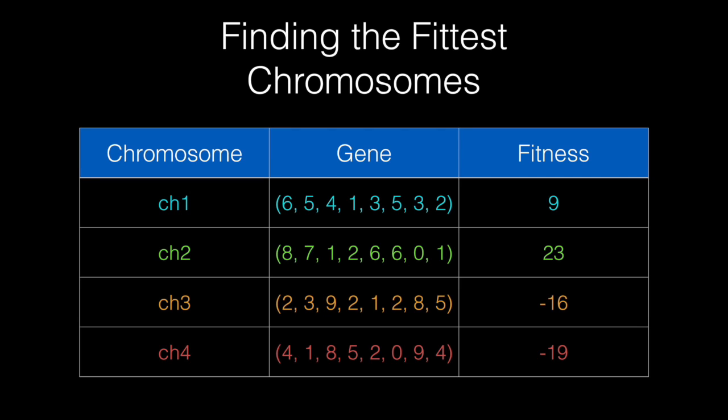We want to sort our chromosomes by their fitness, and as this is a maximization problem, we'll be wanting the largest positive fitness at the top. In other words, we'll want 23 on the top, followed by 9, followed by chromosome 1, which has a fitness of 9, then chromosome 3 with a fitness of minus 16, and chromosome 4 with a fitness of minus 19. And this is currently our order.